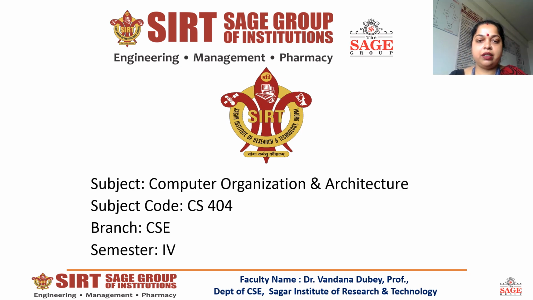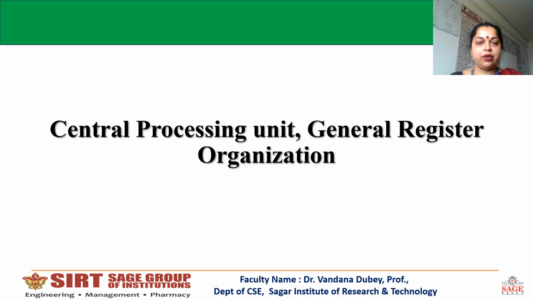Today we are starting our lecture on computer organization and architecture, specifically focusing on the central processing unit. Central processing unit, general register organization. The CPU is the brain of the computer and is responsible for executing instructions. It consists of three major components: the arithmetic logic unit, control unit, and registers.